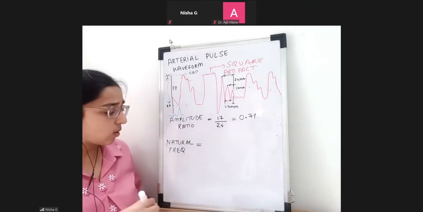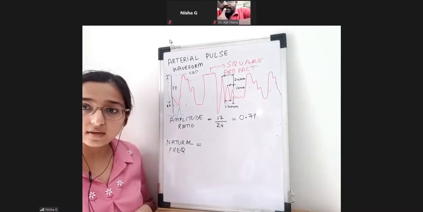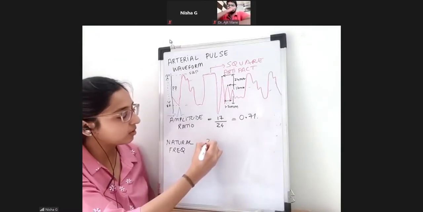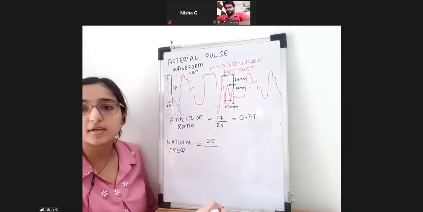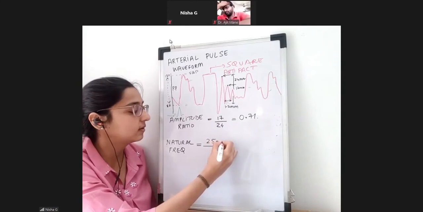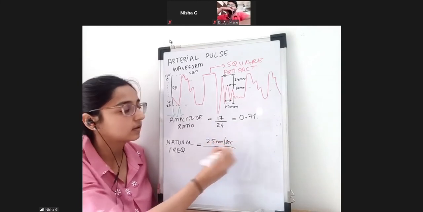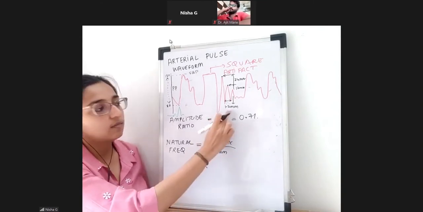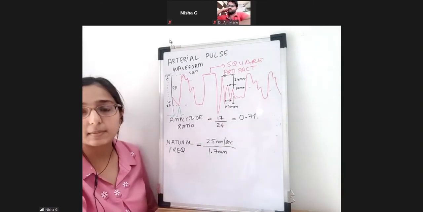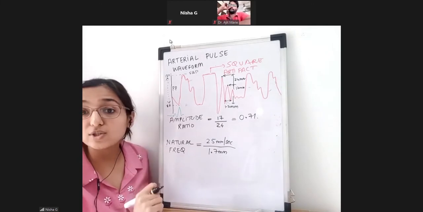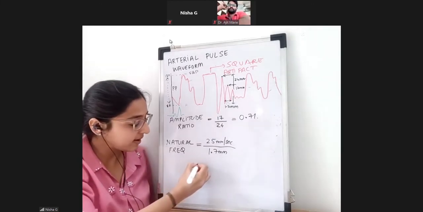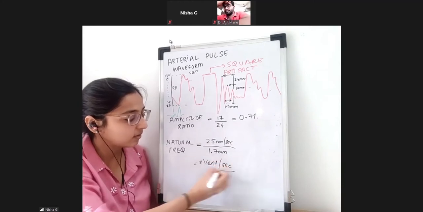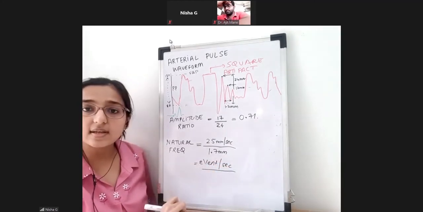Now how will you know the natural frequency then? That means what? Again, you will use the speed of this paper. The speed of the paper is 25 millimeter per second, right? And we have got 17 millimeters, right? For one oscillation, the distance is 17 millimeters. What is natural frequency? It is events per second, right? What is the event we are seeing over here?